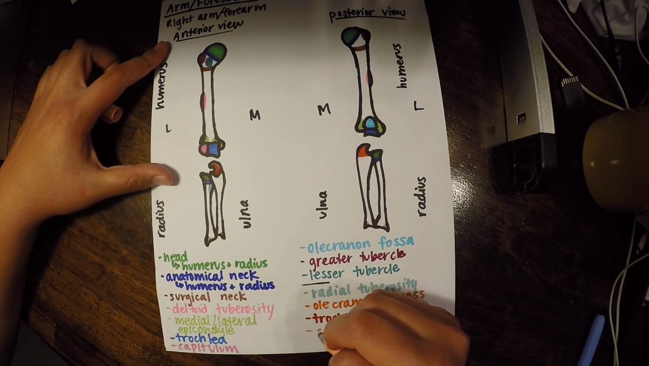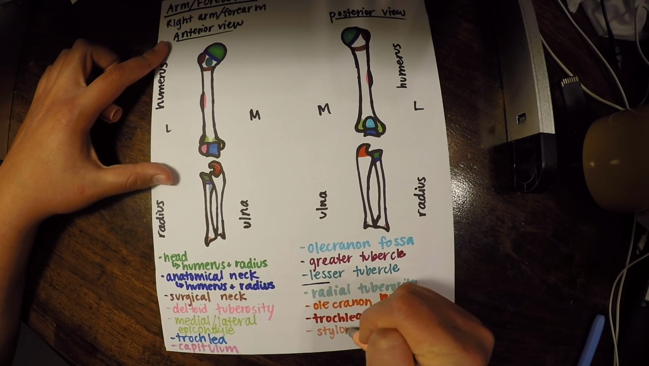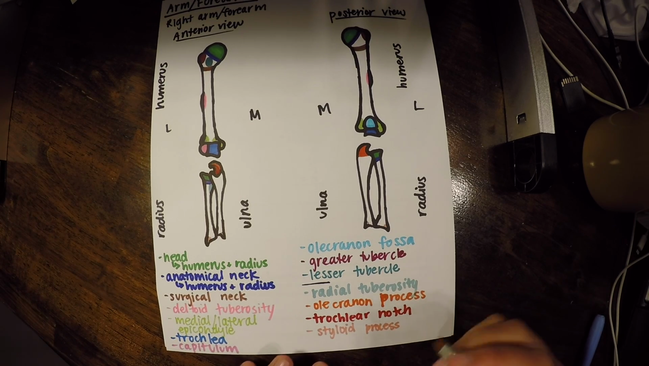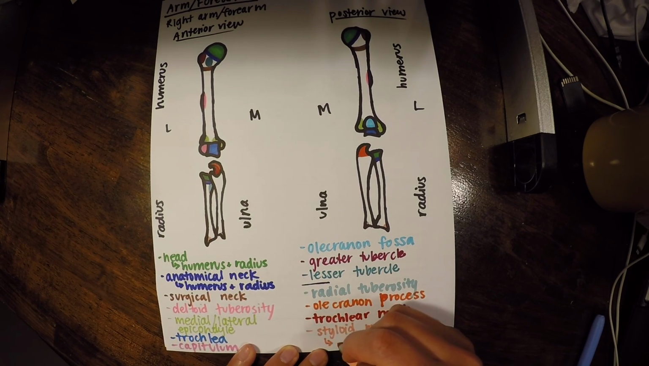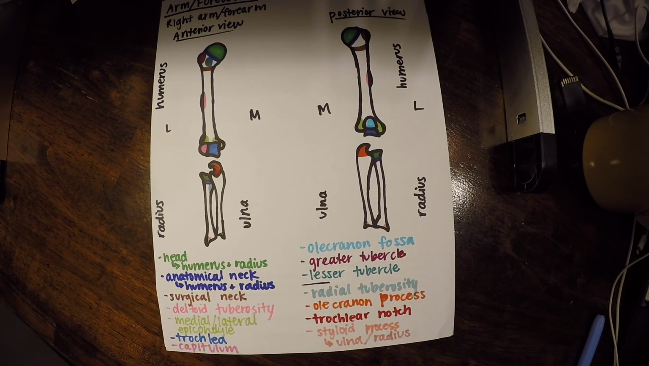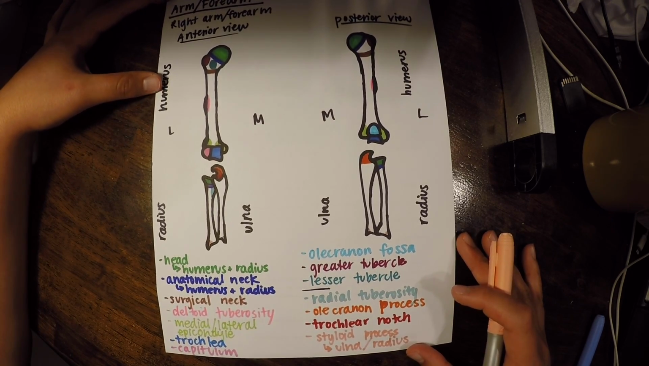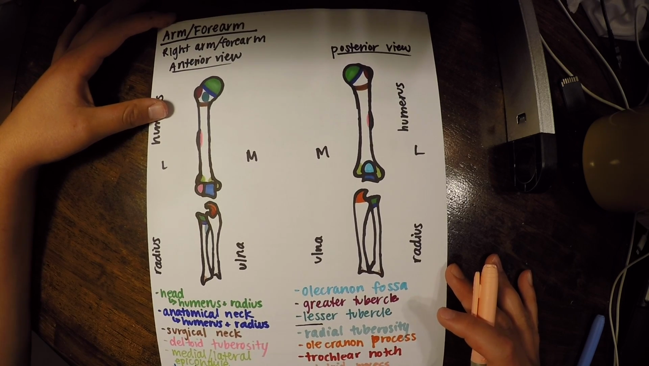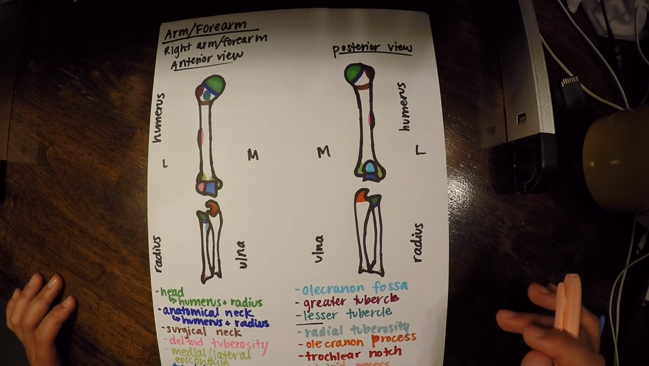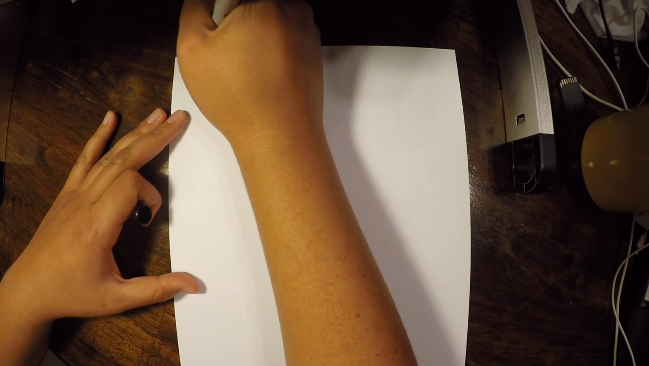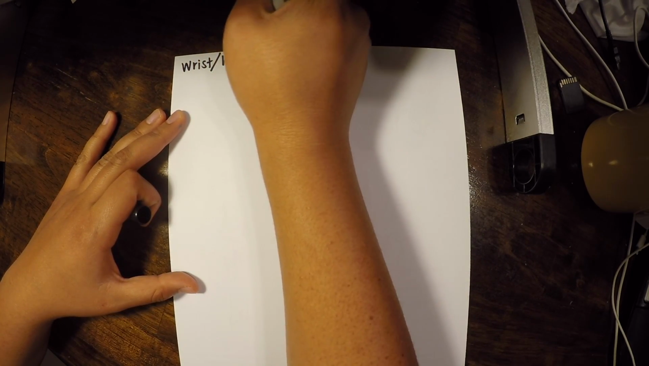So again, that is styloid process. And then we have one of the ulna and the radius. So that covers our arm and forearm, and remember we drew the right one here. Now let's move our way into the hand and the wrist. So here is our wrist and hand.